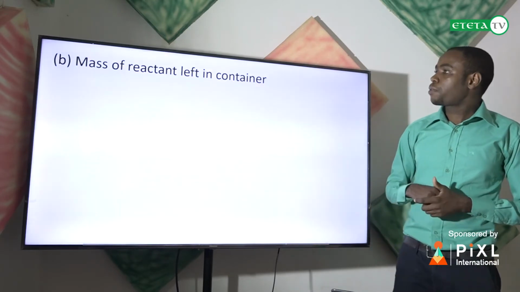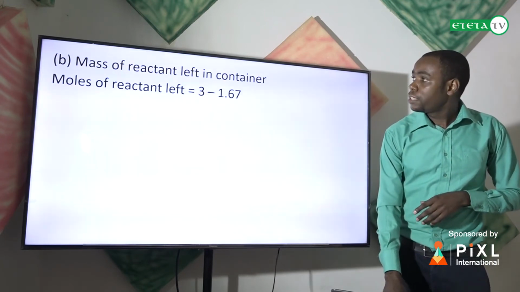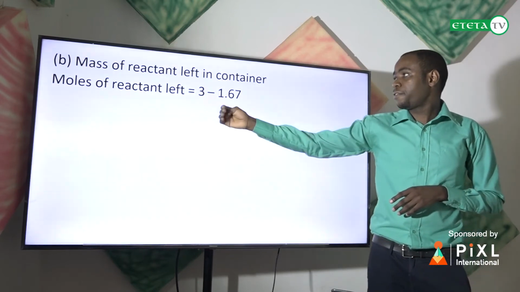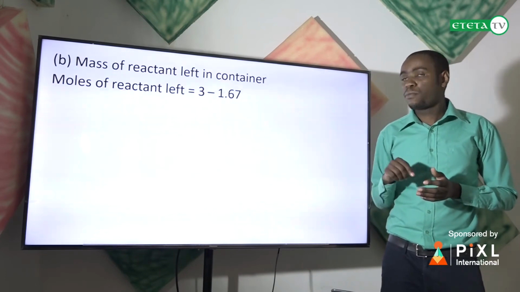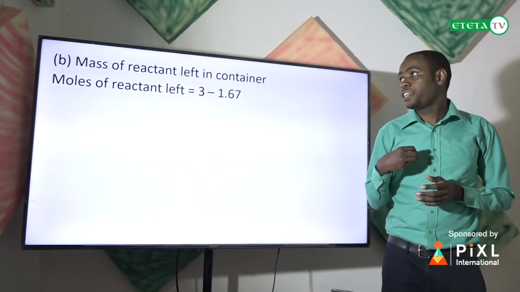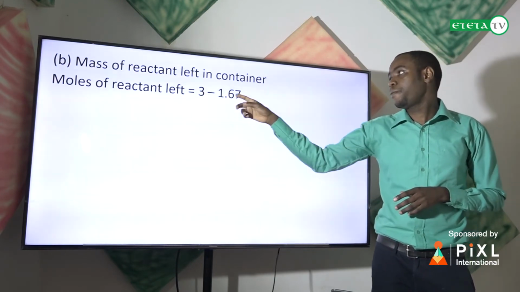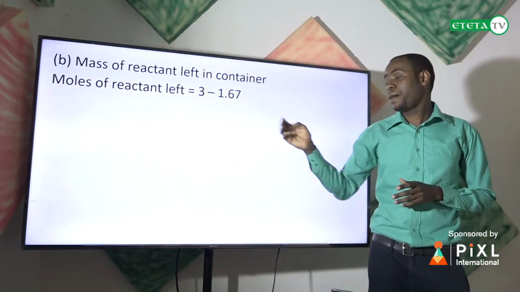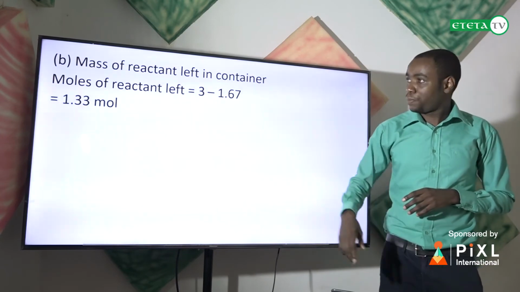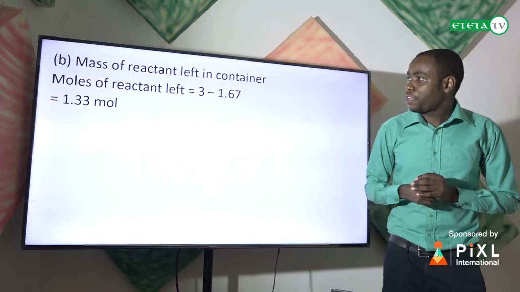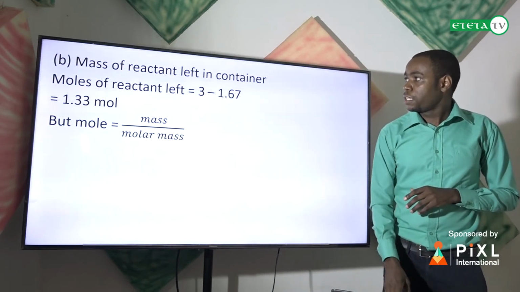Now, to calculate the mass of reactant left in the container. How? For the number of moles of reactant left, you take the number of moles of reactant which you have been given, then you subtract the number of moles of nitrogen which react. The number of moles of nitrogen which react is 1.67, and what you have been given is 3. So you subtract 3 minus 1.67. After that, you obtain 1.33 mole.